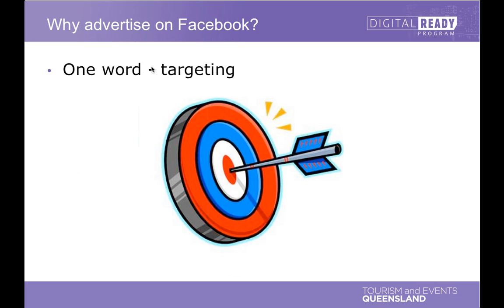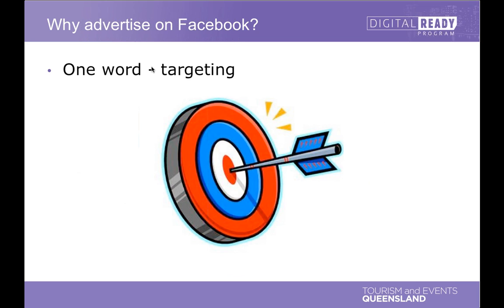And so rather than having a scattergun approach where you're trying to reach absolutely everybody, which can get very expensive and very time consuming, with Facebook you can actually narrow things right down by a number of different criteria and really make sure that, depending on the audience that you've chosen, your ad will display for people who are the most likely to be interested in your product.